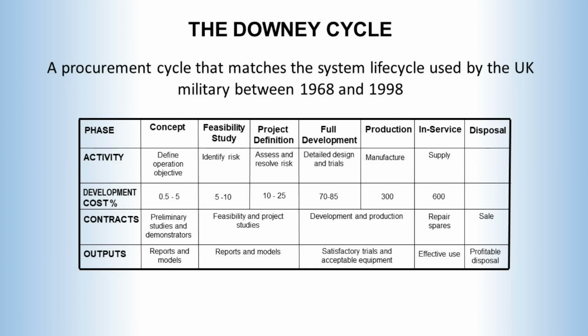The British military has also been using formal procurement cycles since the 1960s, when it adopted the Downey cycle. This cycle very closely matches the sort of system life cycle we've been discussing here, so we'll return to it later in the video.